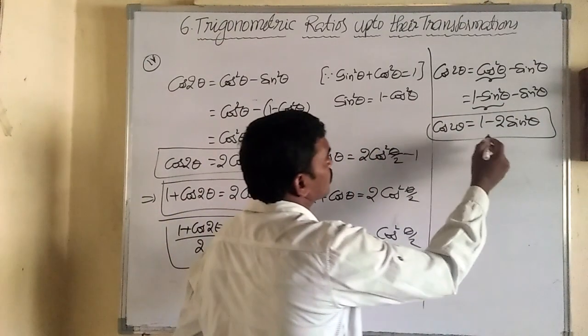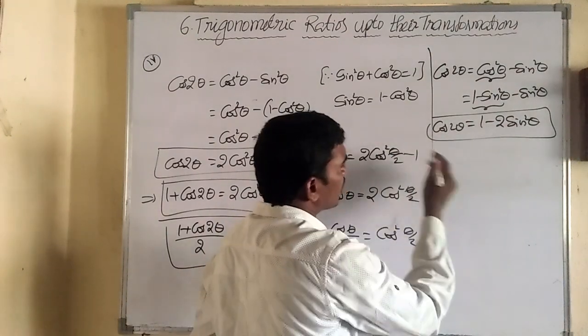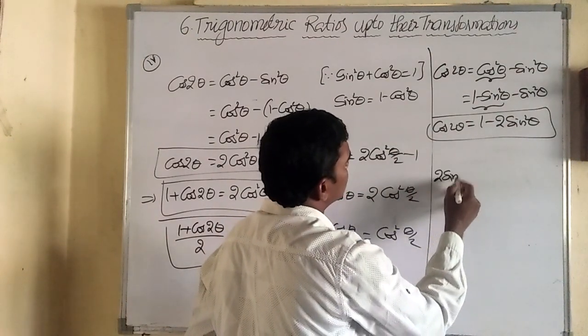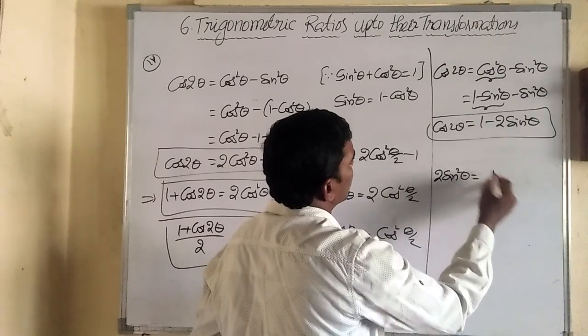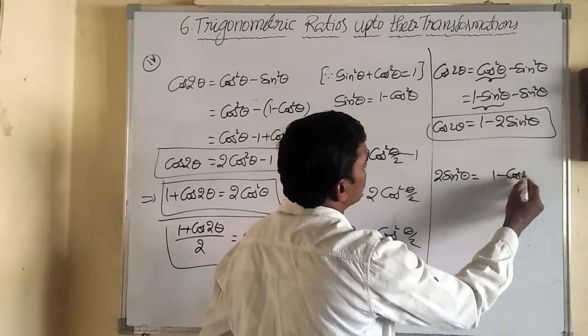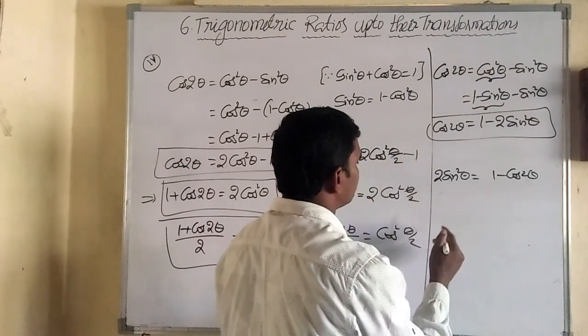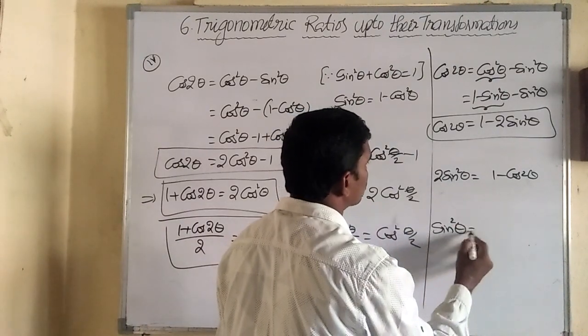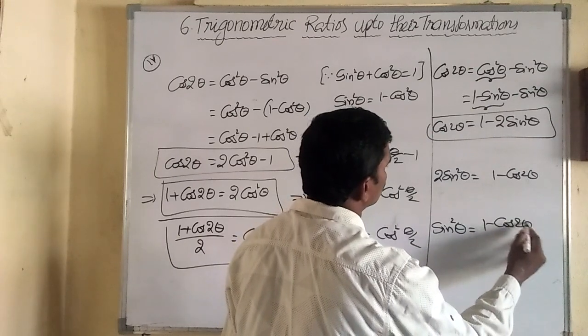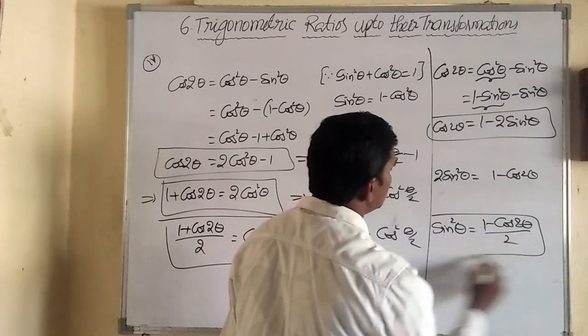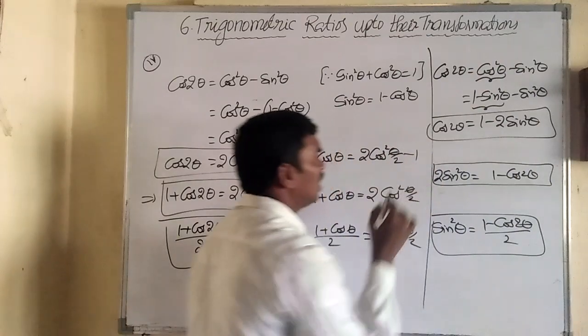And if we bring 2 sin square theta to the left side, 1 stays as it is, and cos 2 theta goes to the right side: 2 sin square theta is equal to 1 minus cos 2 theta. If you want to write sin square theta, it becomes (1 minus cos 2 theta) by 2. So each and every one is a formula.